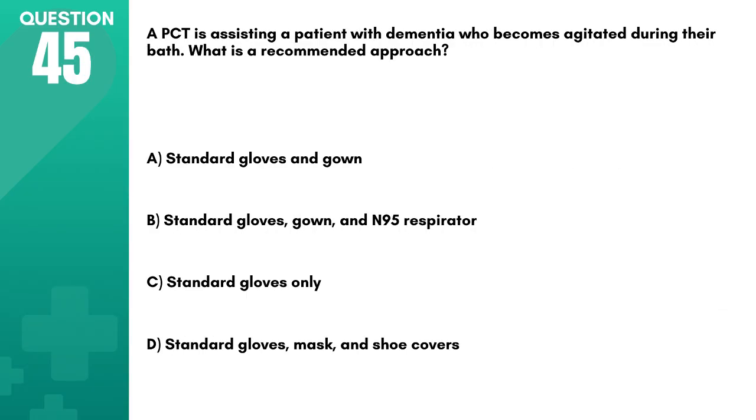Question 45. A PCT is assisting a patient with dementia who becomes agitated during their bath. What is a recommended approach? A. Stop the bath immediately and leave the room. B. Restrain the patient until they calm down. C. Use a calm, reassuring tone and redirect the patient's attention. D. Force the patient to continue the bath quickly.